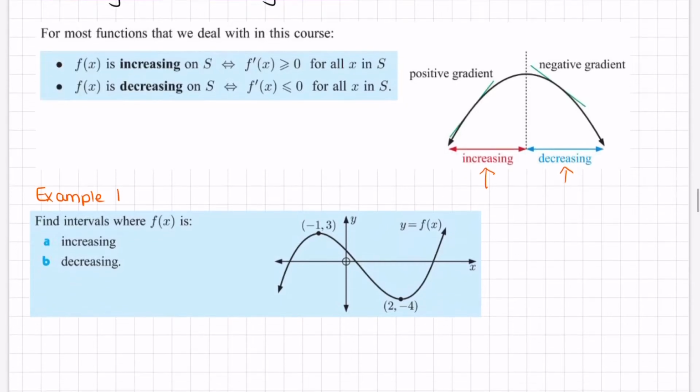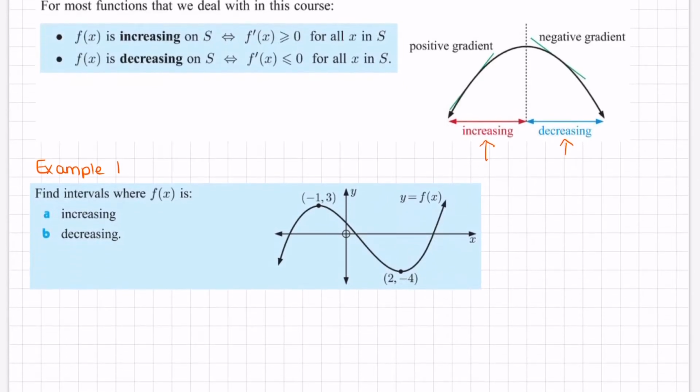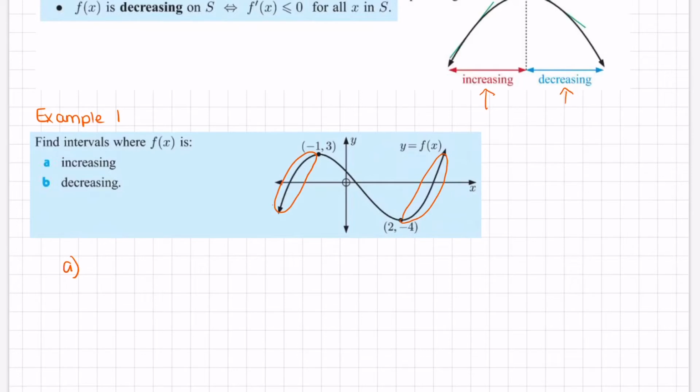So here we go, find the intervals where f of x is increasing and decreasing. If we just look at this picture, from this turning point here at (-1, 3), it is increasing, it's going up to that point, and then from the minimum at (2, -4) it is increasing after that point, because that's when the graph starts going back up again. So this graph is increasing from -infinity to -1, and it is also increasing from 2 till infinity. So it's increasing in two parts of this graph.